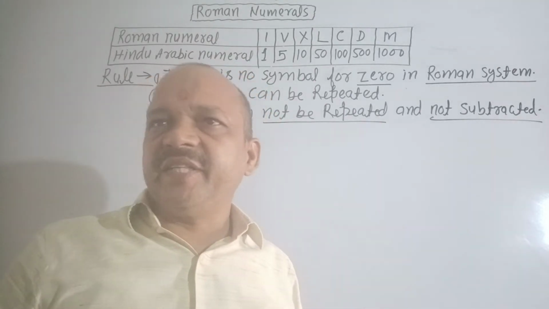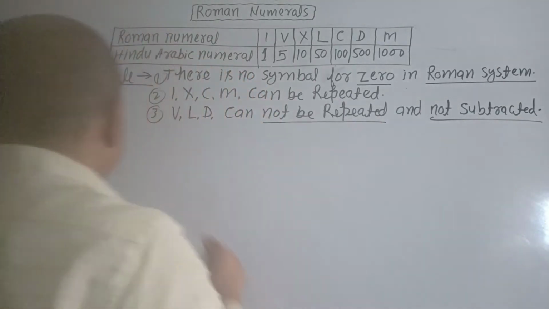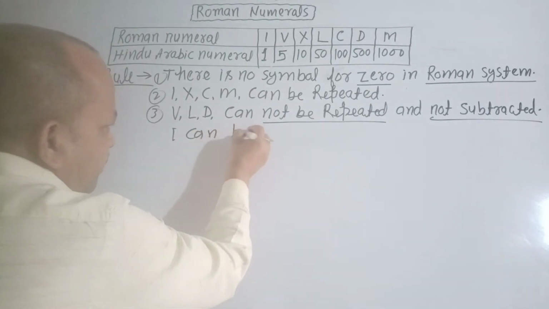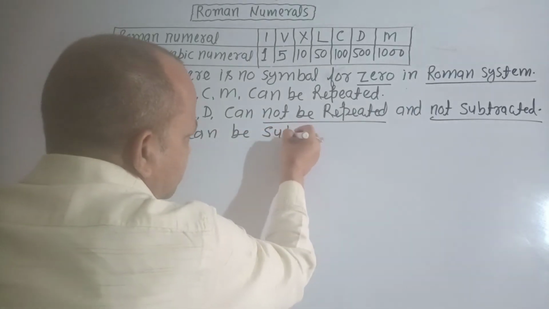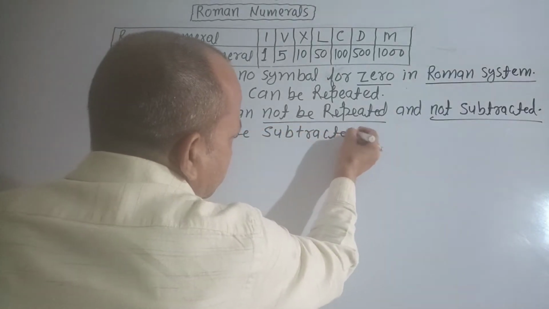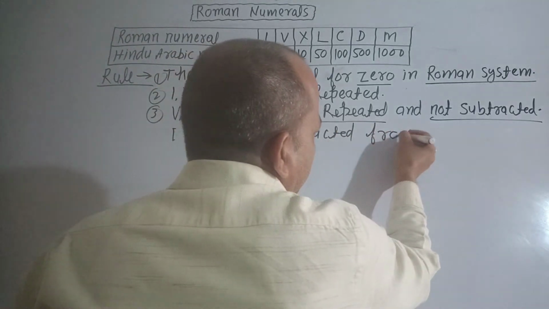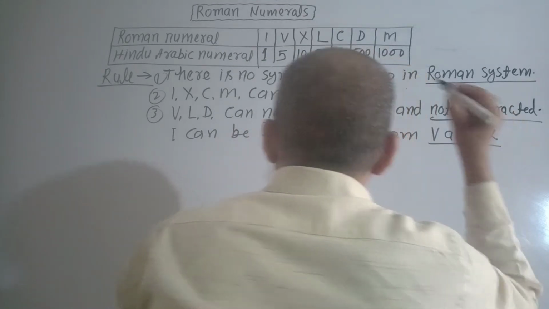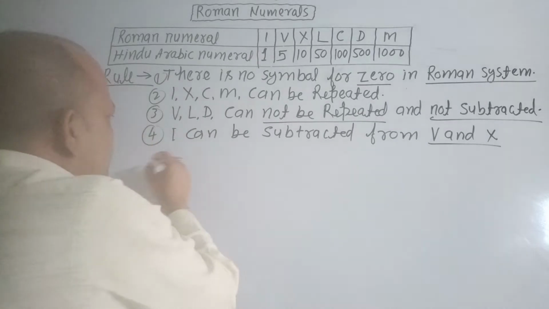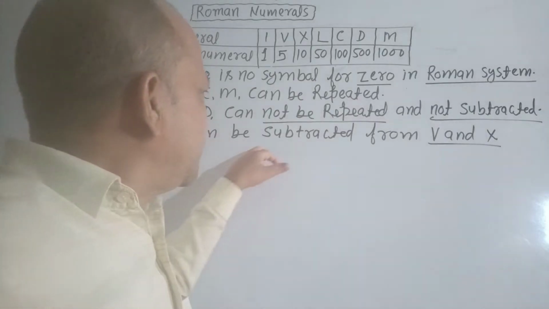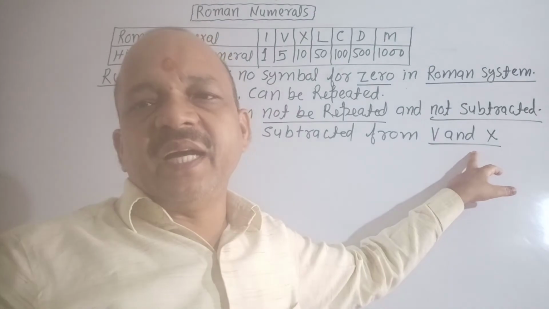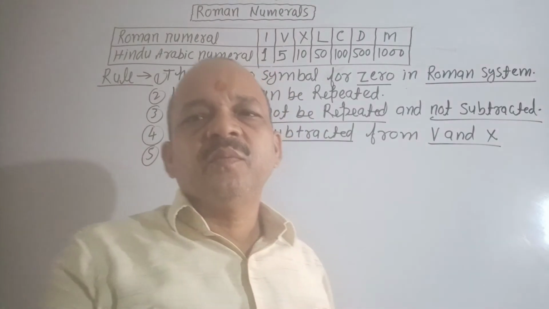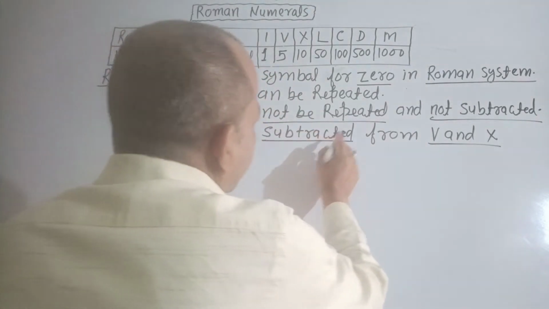I can be subtracted from V and X. It is rule 3rd. Next rule, rule 4th.